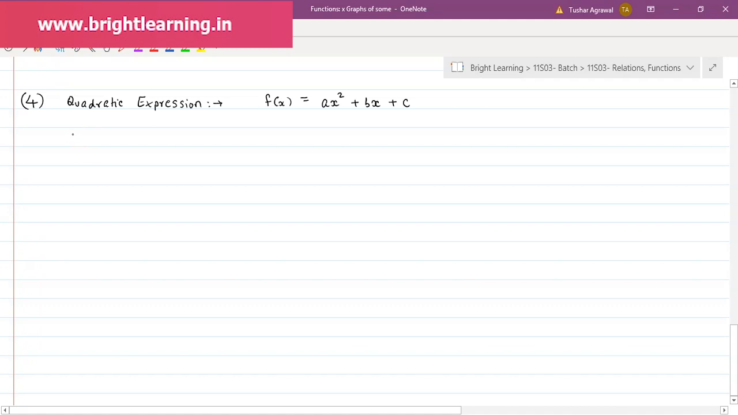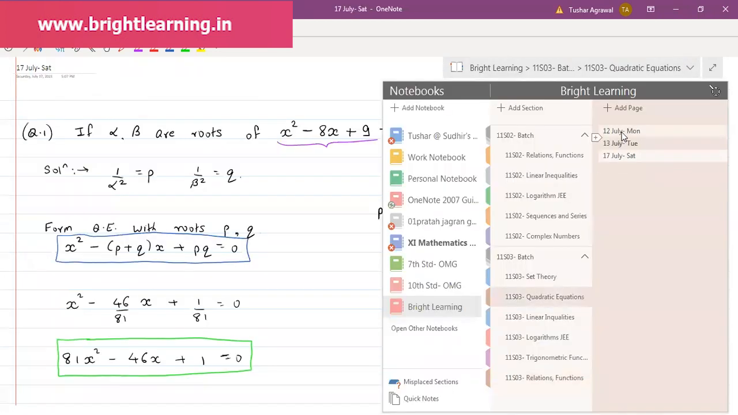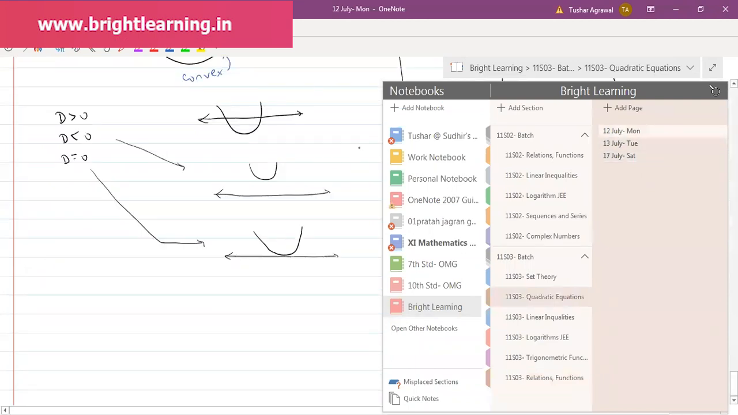So right now we are not plotting the graph of the equation ax square plus bx plus c equal to 0. What are we plotting? We are plotting y is equal to ax square plus bx plus c. To find roots of the quadratic equation, I hope every one of you remembers the completing square method. Completing square method we have done when we were doing quadratic equations.